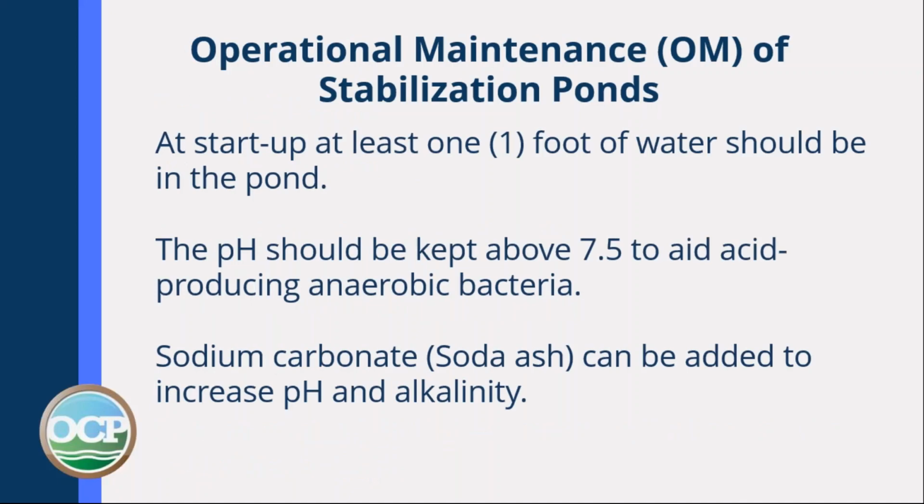Operational maintenance of stabilization ponds. At startup, there must be at least 1 foot of water in the pond before you start adding raw wastewater or any wastewater. The pH should be kept above 7.5 to aid acid-producing anaerobic bacteria. Sodium carbonate, soda ash, can be added to increase the pH or alkalinity. Anaerobic bacteria produce organic acids, which will cause your pH to drop.